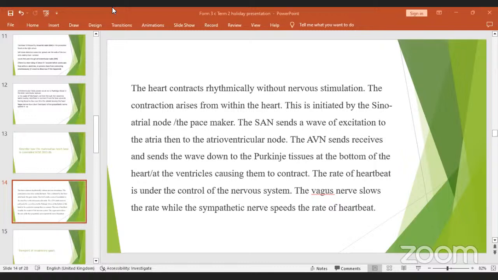The contraction of the ventricles takes place from the lower part to the upper part. That's just secondary. Then the rate of heartbeat is under the control of the nervous system. Rate, not the heartbeat, the rate at which it takes place. The vagus nerve slows down, while the sympathetic nerve speeds up the rate of heartbeat. So it's you showing how it takes place from the sinoatrial node to the ventricles. I don't know if I should repeat again. Is it clear?